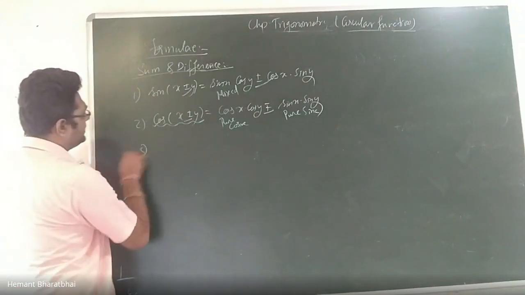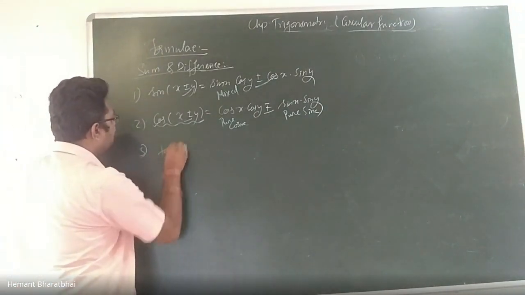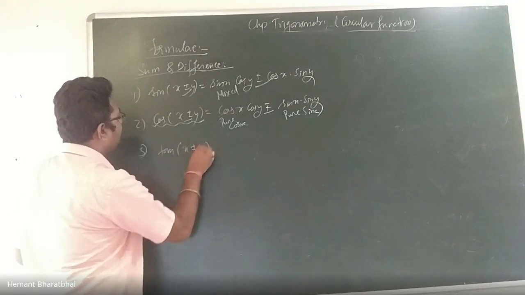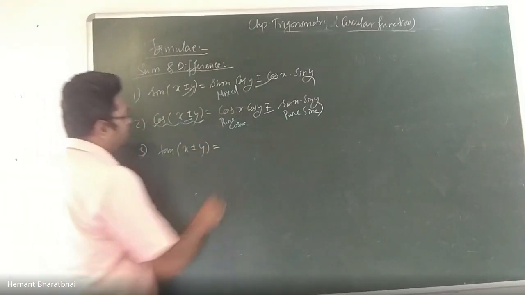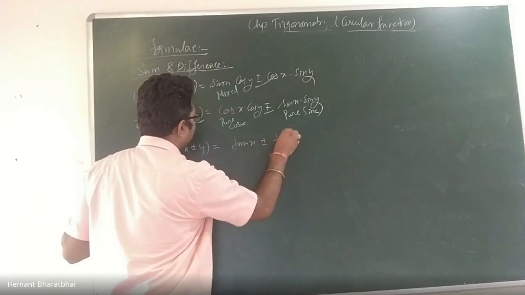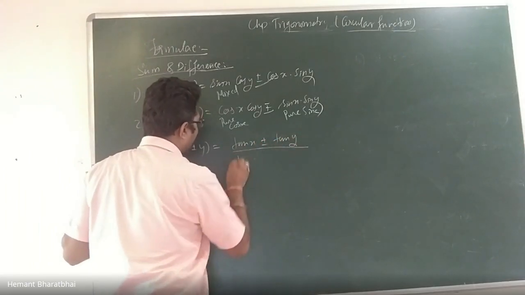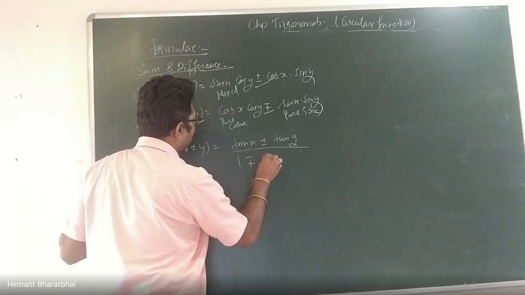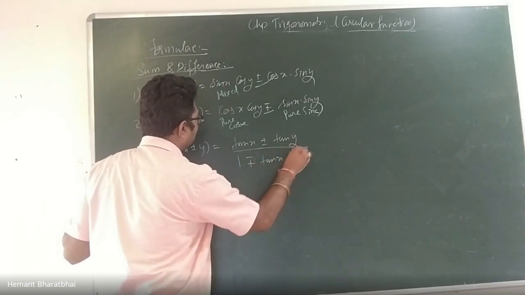Next, third formula in this category is tan of x plus minus y. Here also be careful. So it will be tan x plus minus tan y upon 1 minus plus tan x into tan y.